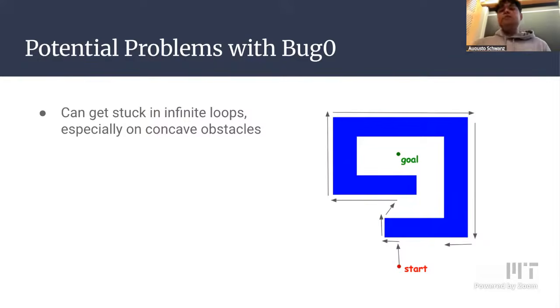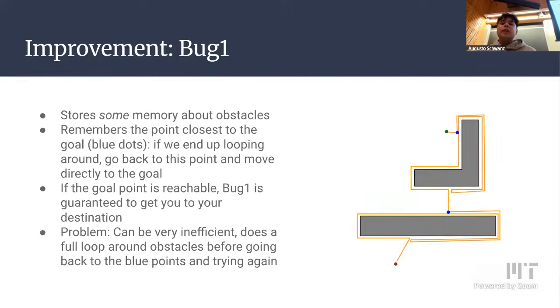Clearly, this is a problem. So we're going to update our version. Let's go to bug 1. Here in bug 1, we are going to store some information. And particularly, as we move along the object, we're going to store the location in which we minimize the distance to our goal.